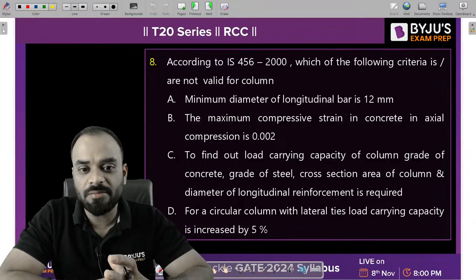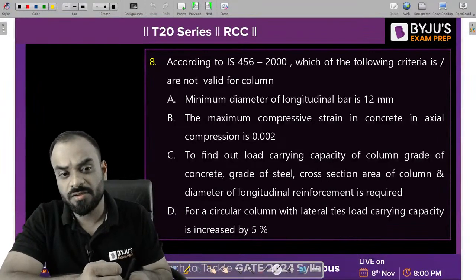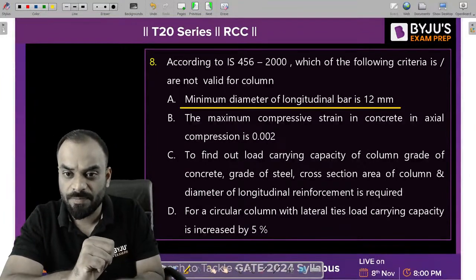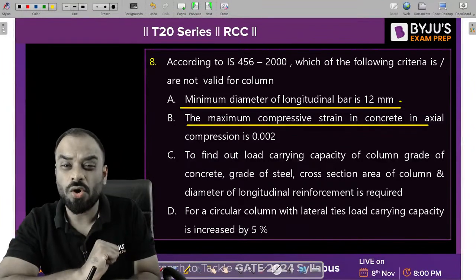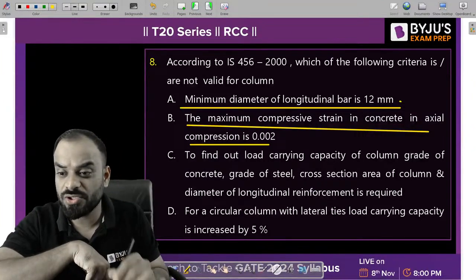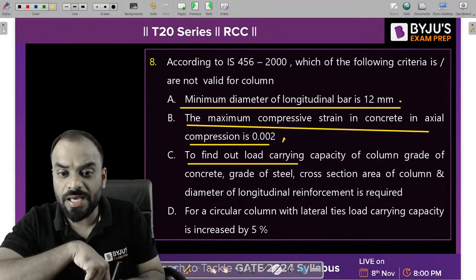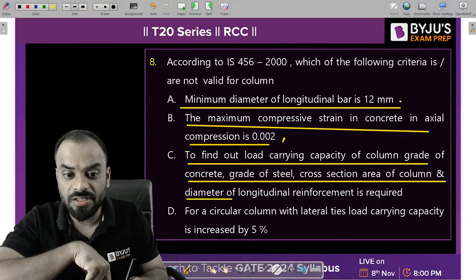You know that, guys, the minimum diameter for the longitudinal bar in a column should be equal to 12 mm. So the first statement is correct, right? D is wrong, sir. Okay. First statement is correct. And the maximum compressive strain in the concrete in axial compression is 0.002. This is also correct. To find out the load carrying capacity of a column, grade of concrete, grade of steel, cross section area of column, and diameter of longitudinal reinforcement are also required. These statements are correct. But what about the last statement?